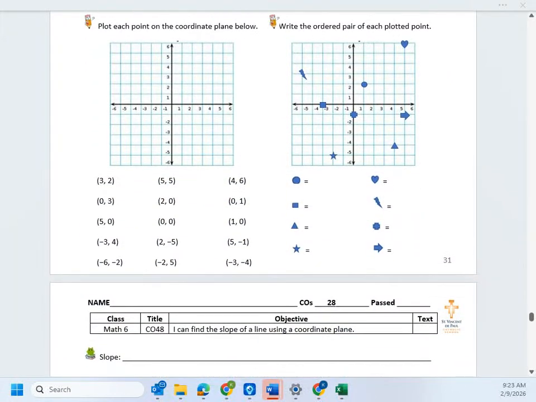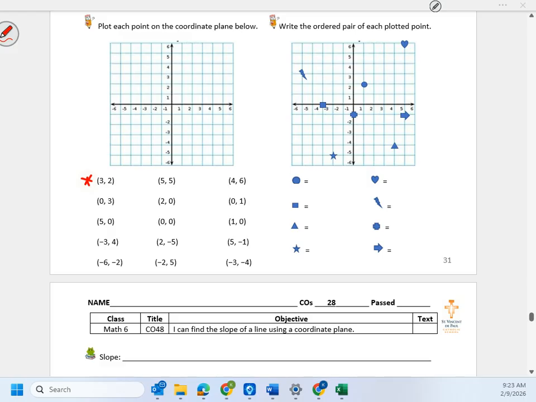All right, in our first section, they give us ordered pairs, and we have to graph it. So our first one is 3, 2. Who thinks they could come up and graph 3, 2 on our graph? Fernanda, come on up and show us how we get to 3, 2.